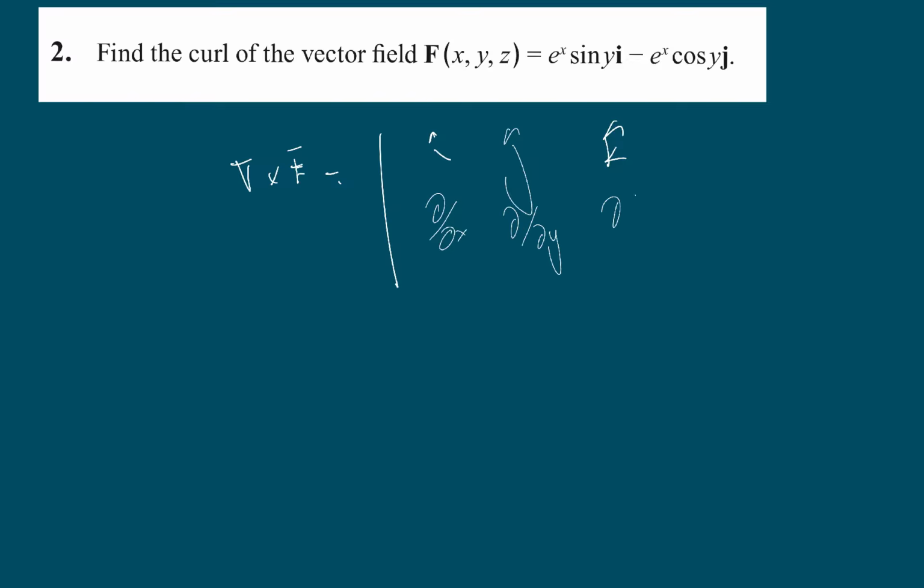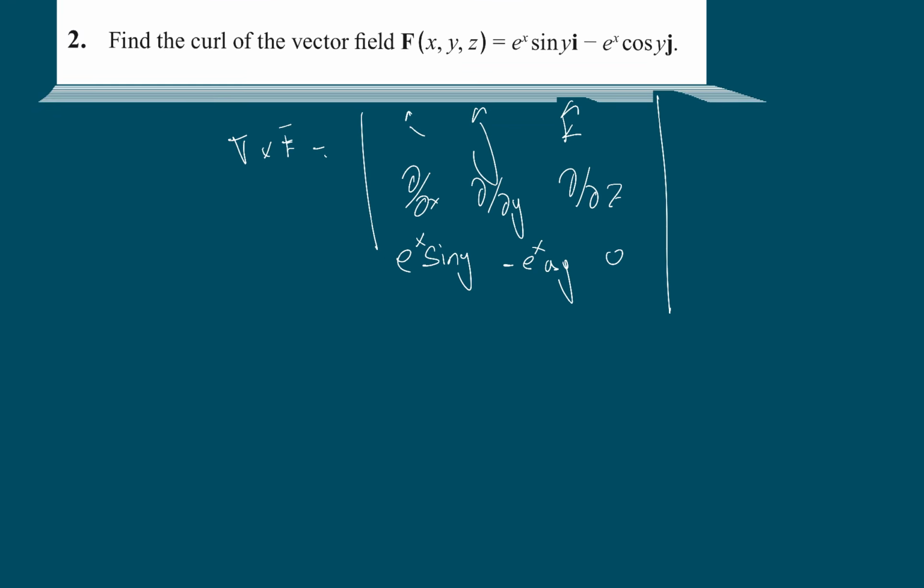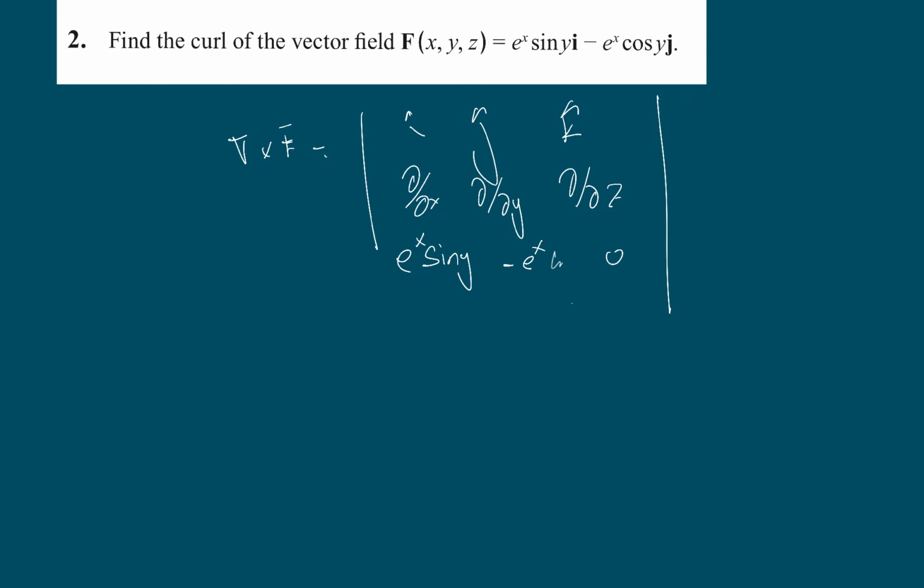Let's imagine that we can do this partial derivative. So this is the x component, e to the x sine of y, minus e to the x cosine of y, and the z component is 0. So cosine of y, cosine of y. So what is the curl of f?